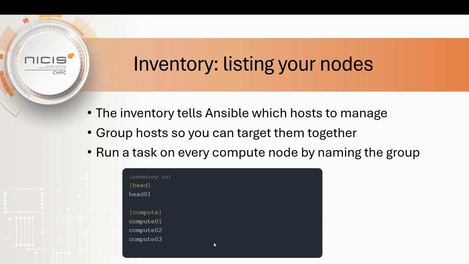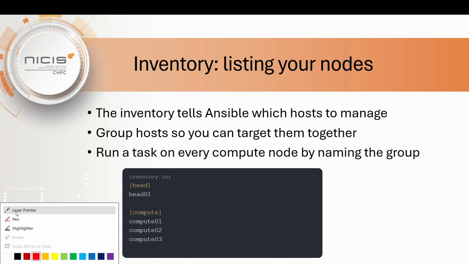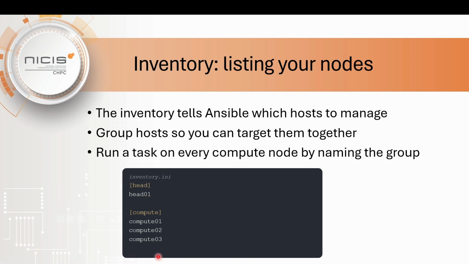With Ansible, we have what you call an inventory file. An inventory file, which is this file here at the bottom, is a file that tells Ansible which hosts to manage. As you can see from this file, we have 4 hosts: head, compute 1, compute 2, and compute 3.